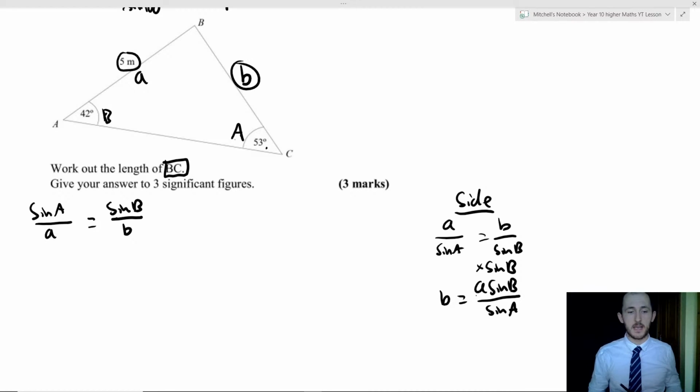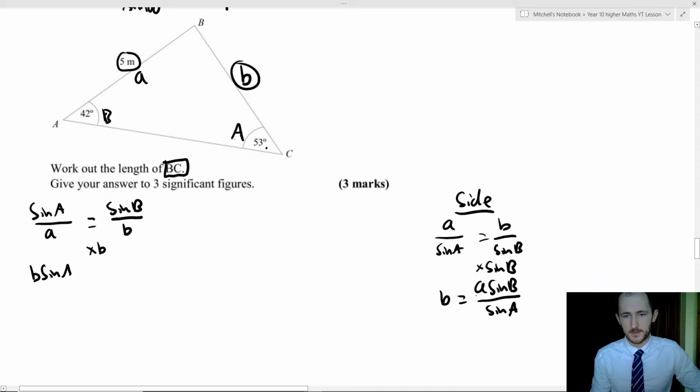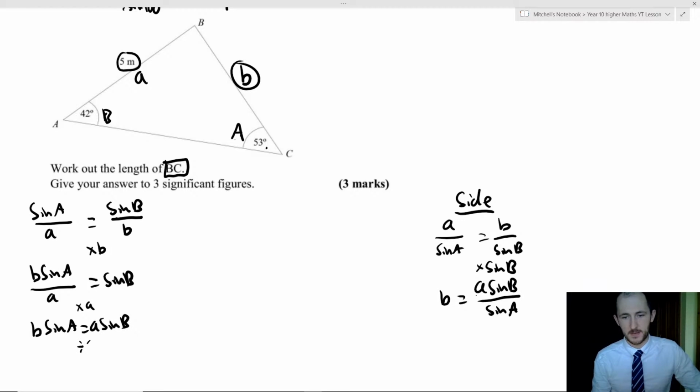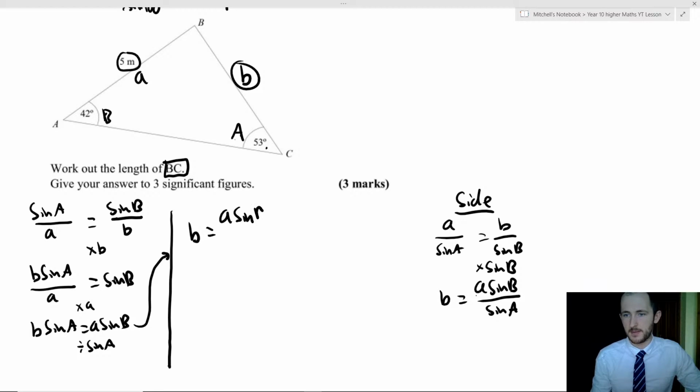Also, if you prefer substituting in first, that's also perfectly fine. It doesn't really make a difference. For this one, we times both sides by b, and we get b sine capital A over lowercase a equals sine capital B. Then I'm going to times both sides by a to get rid of the fractions, because we all hate fractions. b sine capital A equals lowercase a sine capital B. Lastly, divide by sine A. And as you can see, if I draw this back up the top, we get the exact same formula as what we got with the other method.